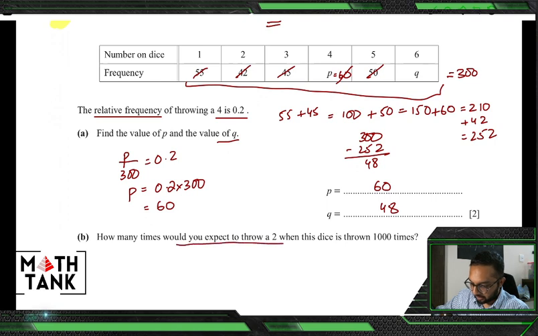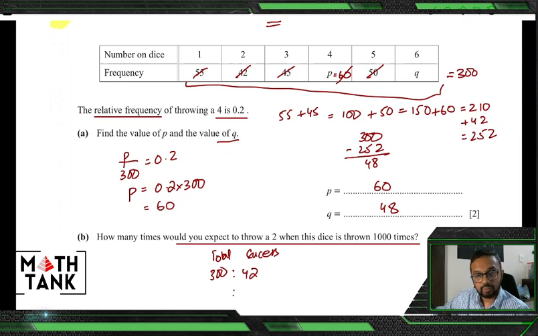So how many times would you expect to throw a 2 when this dice is thrown 1,000 times? So when it was thrown 300 times, so let's write down total. Success. Let's call that a success. You were successful 42 times. How many times would you be successful if you threw it 1,000 times?